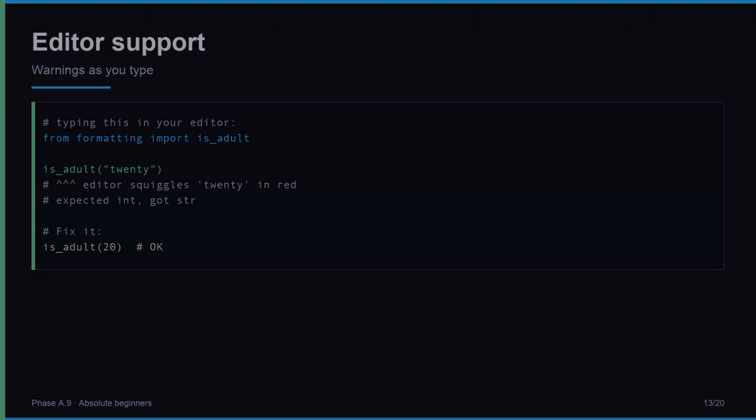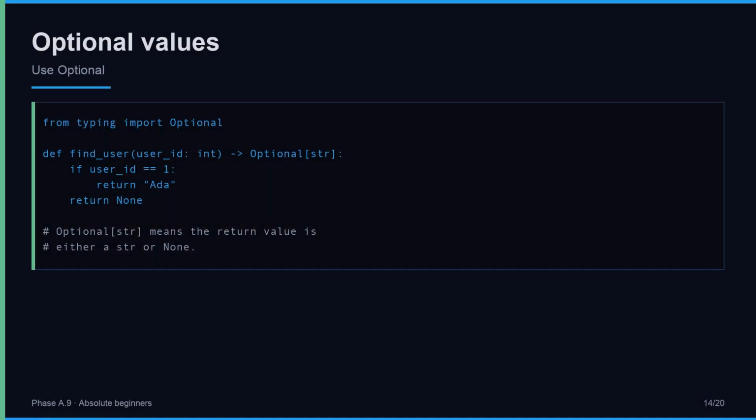Before and after, open main in your editor and type from formatting import as_adult. Then type as_adult with the string "20" in quotes. The editor draws a red squiggle under "20" and tells you it expected an integer. That warning comes from the type hint. The editor reads the annotation in formatting.py and checks every call against it. Fix it by passing the integer 20 and the warning disappears. This is the everyday payoff of type hints: warnings as you type.